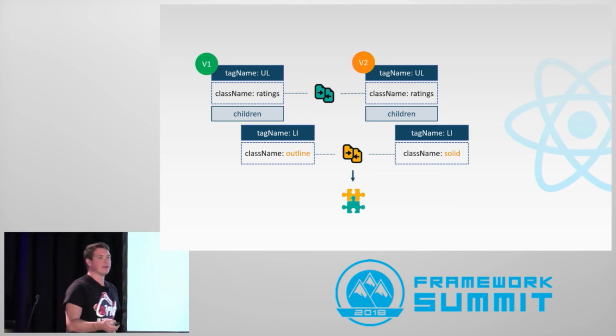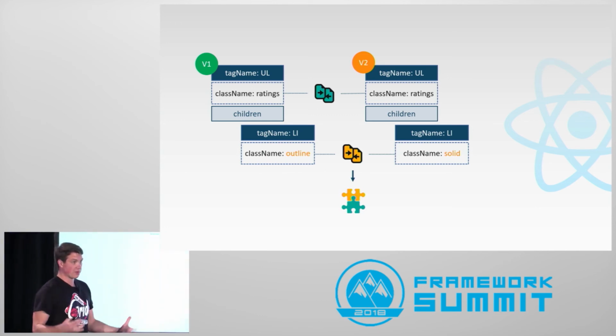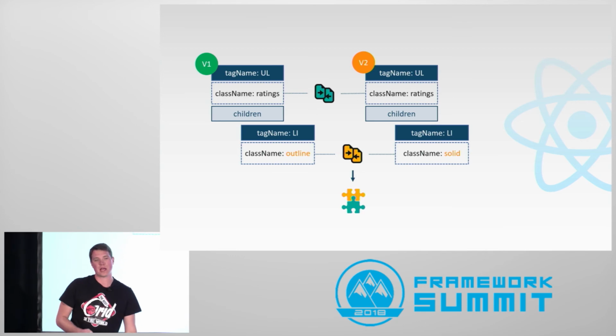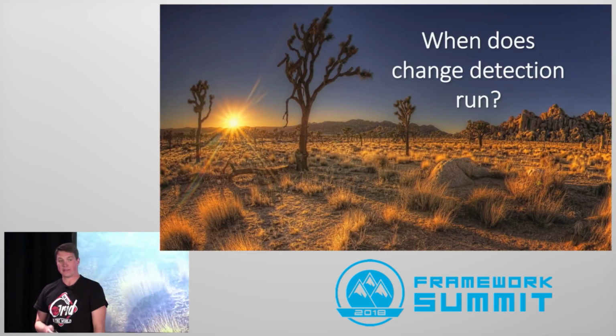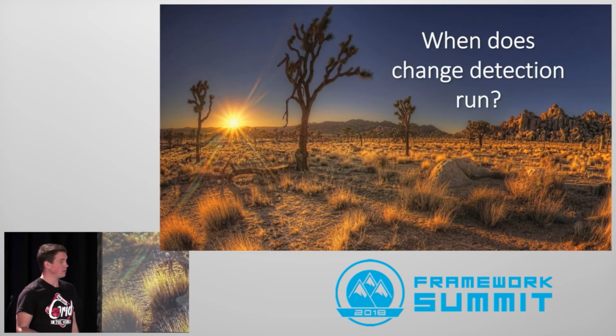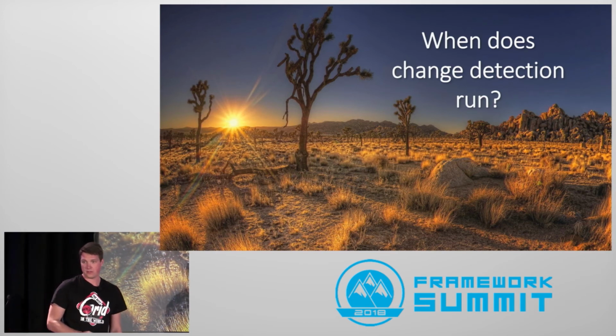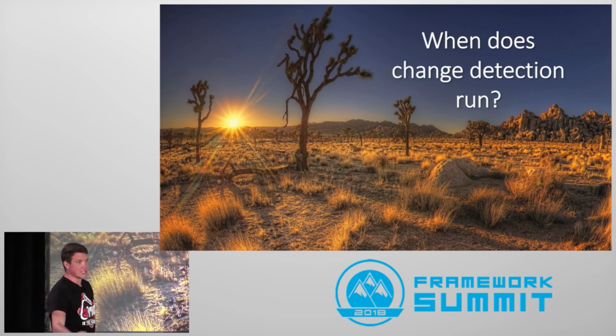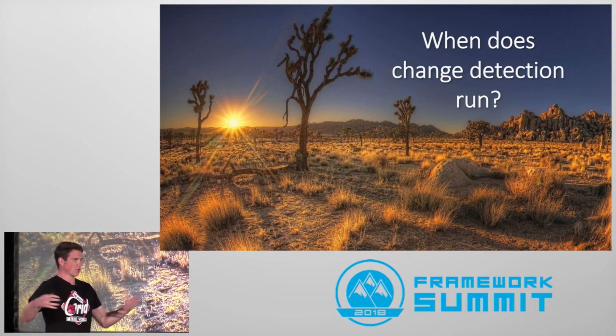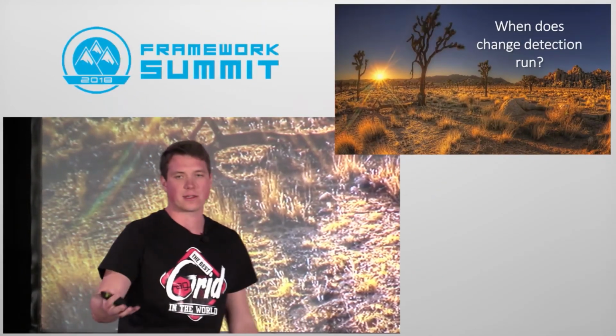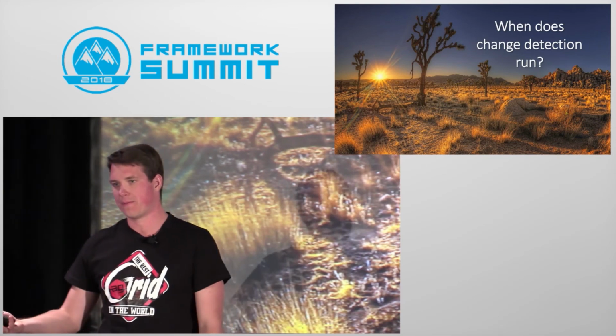Now, I've explained to you how change detection works in Angular and React. However, there's one question that we haven't answered yet. And the question is, when does change detection run, right? When does Angular process bindings that work with the DOM? Or when does React call the render method?